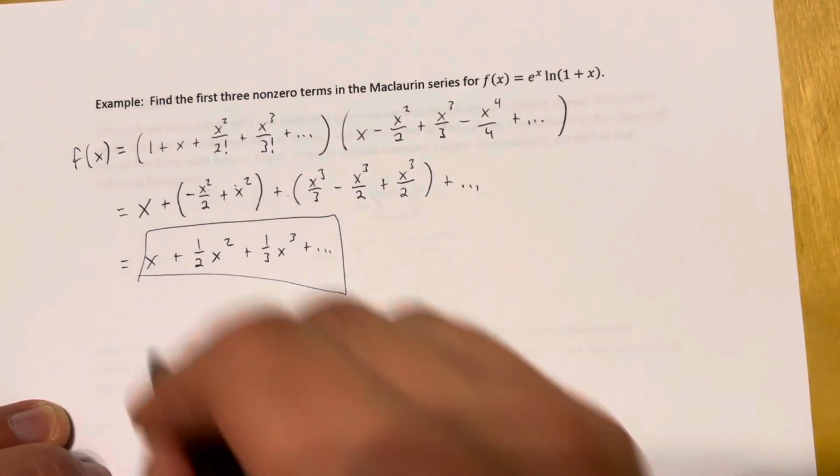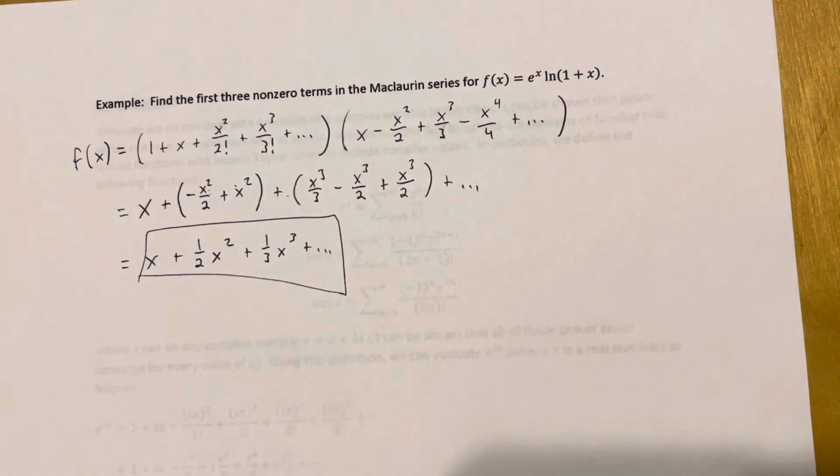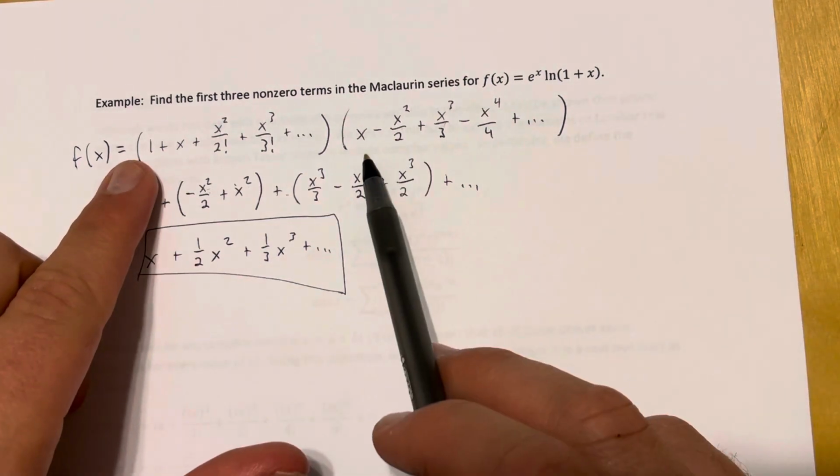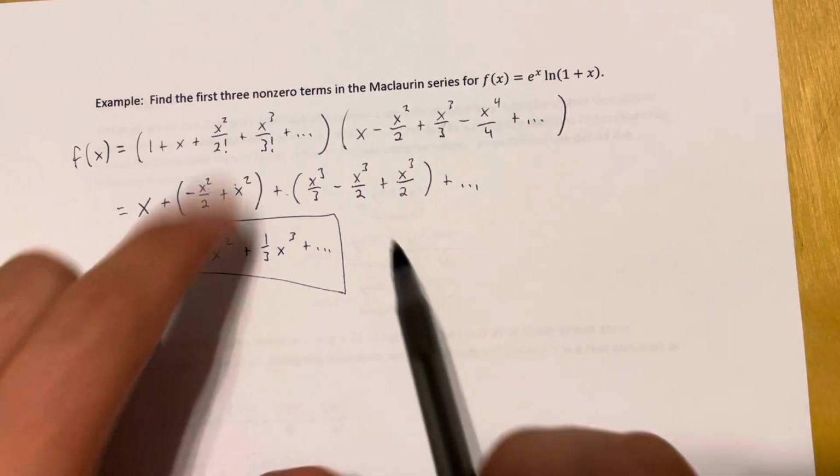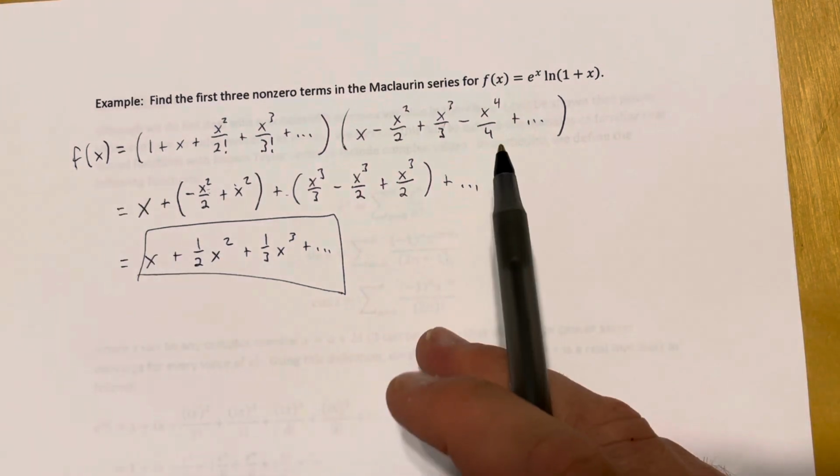So this is a process for multiplying two Maclaurin series together. It's a little bit lengthy, but when we notice that pattern where we're moving from left to right here and right to left here, making pairs, that helps this to go a little bit quicker.